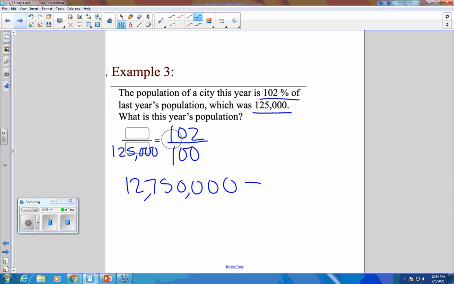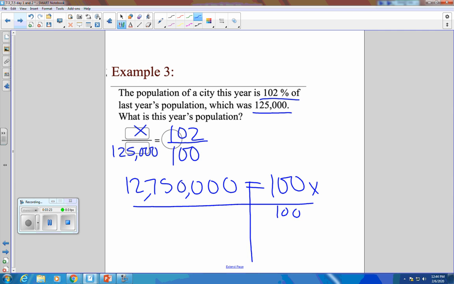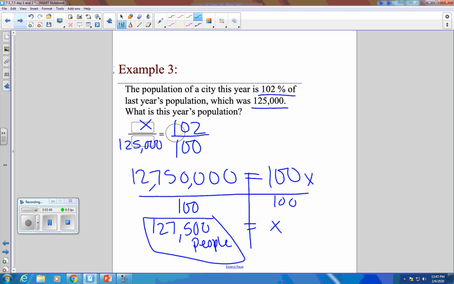12,750,000 equals, then we cross multiply 100 times x. We divide both of these by 100. And we get x equals 127,500 people. So last year there was 125,000. This year was 102% of that. So it's going to be a little bit more than the whole thing. So a little bit more than 125,000. So our answer makes sense.